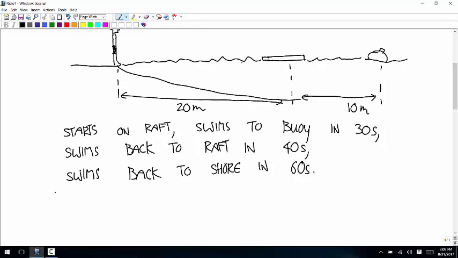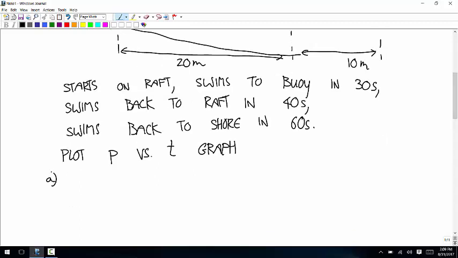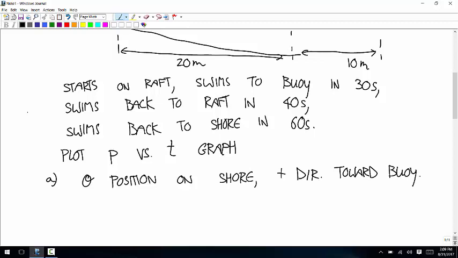Okay, so let's say we want to plot a position versus time graph. First, let's say that the 0 position is on the shore, and the positive direction is towards the buoy. And then we'll do it again, but this time we'll make the 0 position at the raft and the positive direction toward the shore.